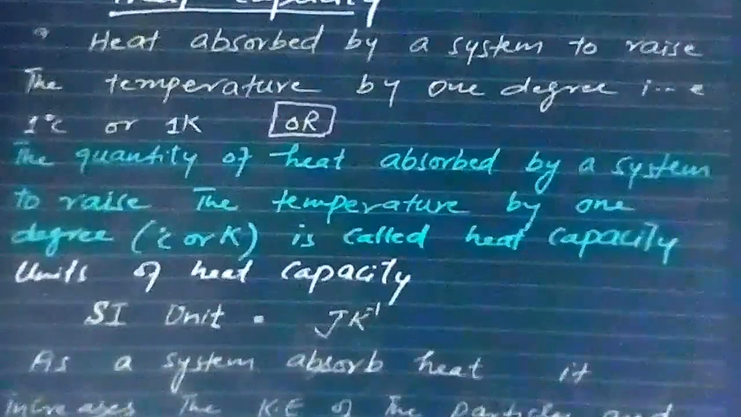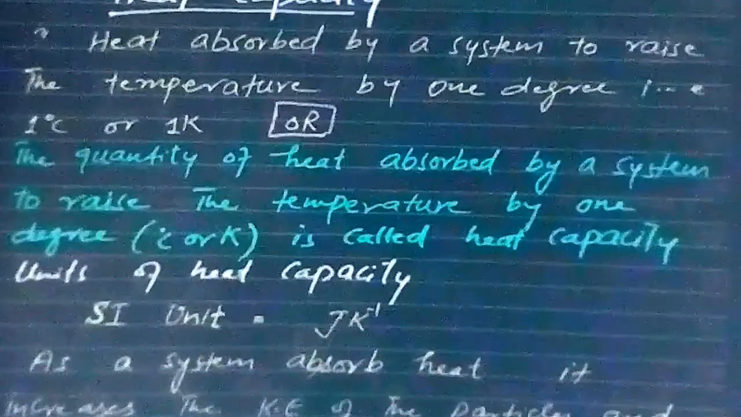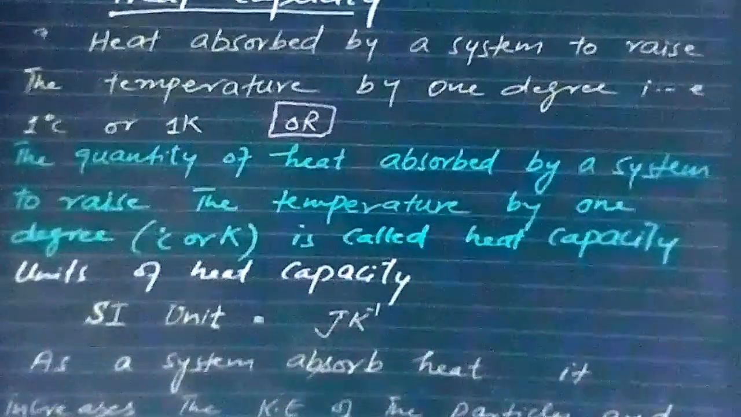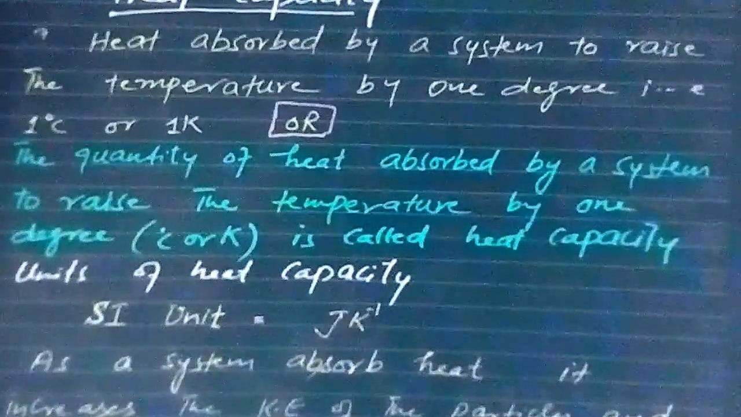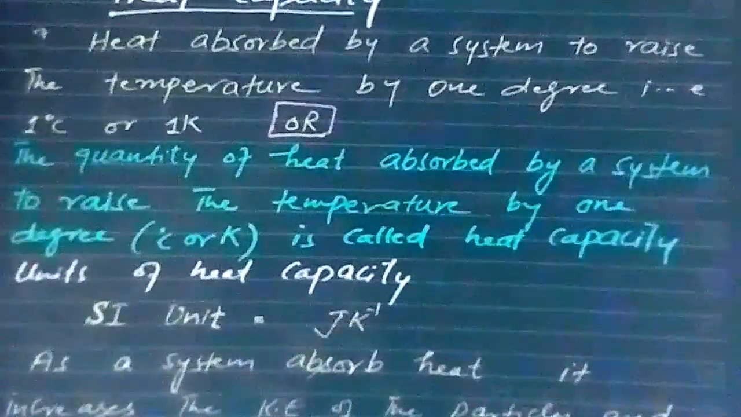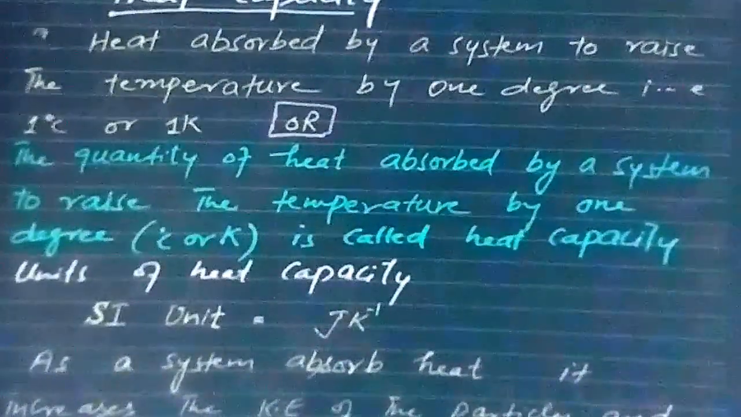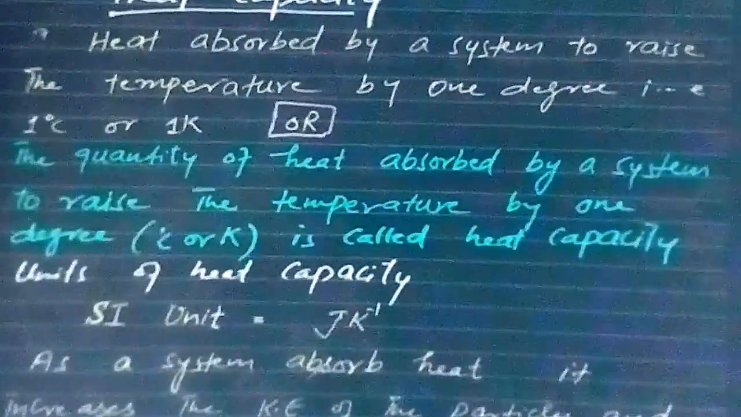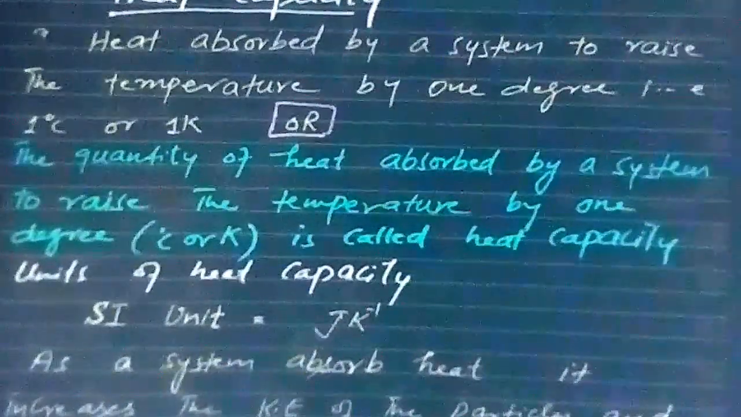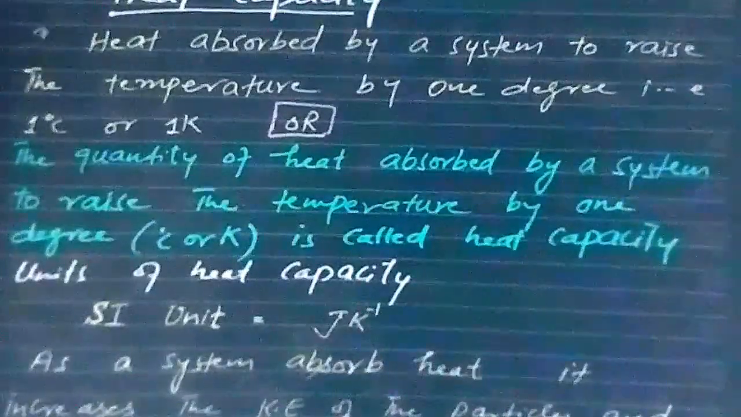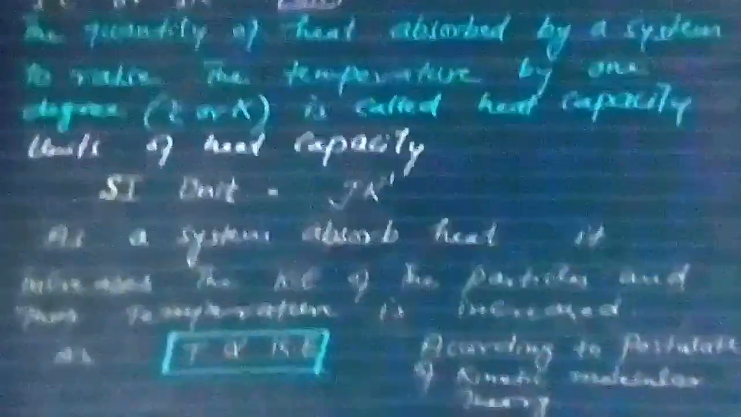Another term is heat capacity. It is the heat absorbed by a system to raise the temperature by 1 degree, that is 1 degree centigrade or 1 Kelvin. In other words, the quantity of heat absorbed by a system to raise the temperature by 1 degree is called heat capacity. The unit of heat capacity is joule per Kelvin.